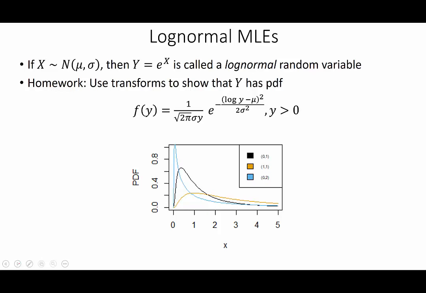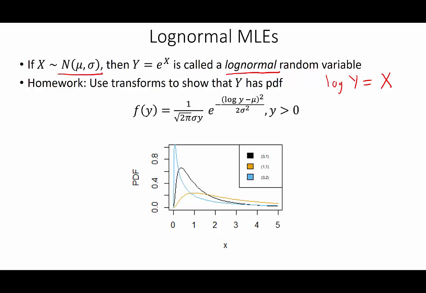So if x is a normal mu sigma random variable, then the random variable y, which is e to the x, is called a log normal random variable. And the reason for the name log normal is, of course, because if I take log of y based on the given definition, remember we're using this R notation throughout this class that log is natural log, right? Log y is going to be x, and x itself is normal, and therefore log of y is a normal random variable, hence this clever name log normal.